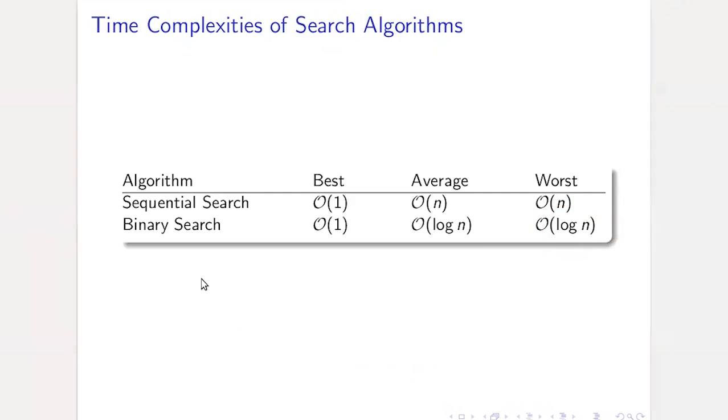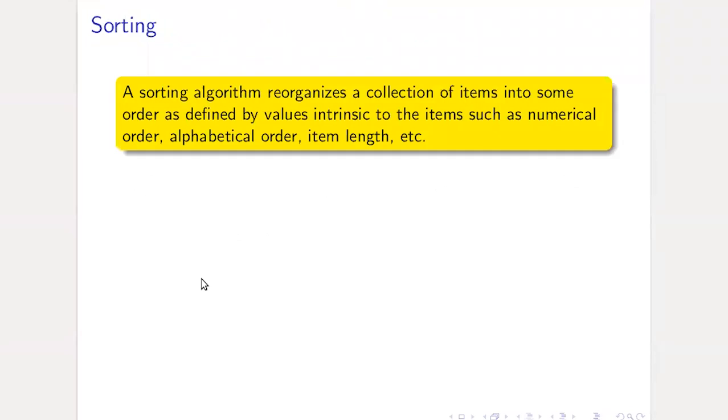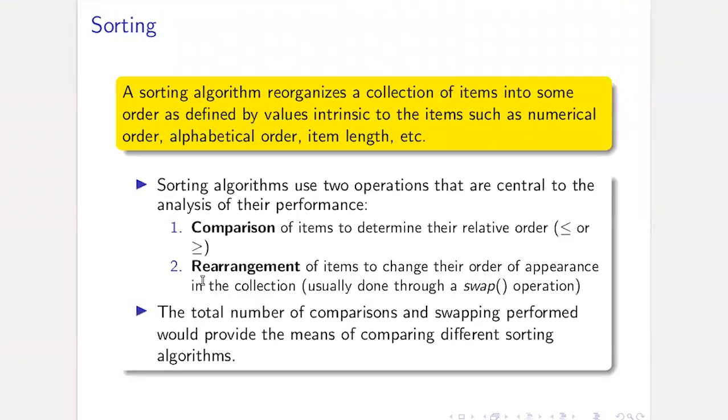Okay, so moving forward to the sorting algorithms. A sorting algorithm, as noted here, will just reorganize items into some order. That order could be alphabetical order, numerical order, or the length of items, some intrinsic property. That has to be decided by whoever is implementing a solution to a problem, what the order is.